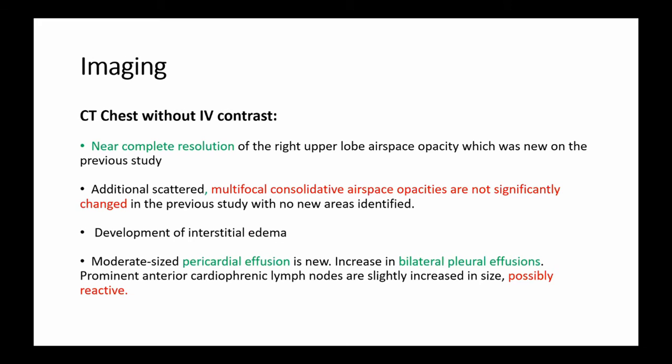The imaging, things that kind of stood out to me on this: it looks like the one opacity was better, almost resolved. And then some of the other airspace opacities were about stable, right? So she was only on steroids since that previous diagnosis. If she had a malignancy or a new infection, I would expect new findings, at least in the pulmonary parenchyma on imaging. What is new though, she does have a pericardial effusion and bilateral pleural effusion. So we need to dig into that a little more.